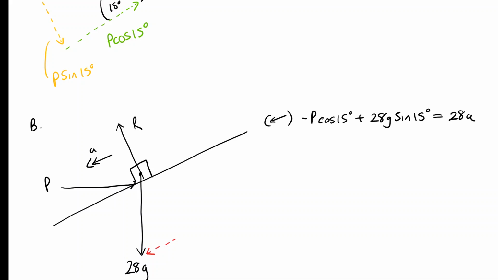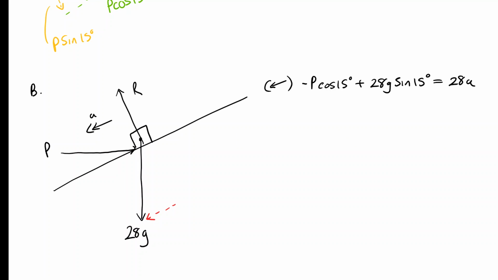It's a 28 kilogram block. Okay. The only unknown here is P. The unknowns here are P and a. So with one equation we can't find either of those, so we need something else.